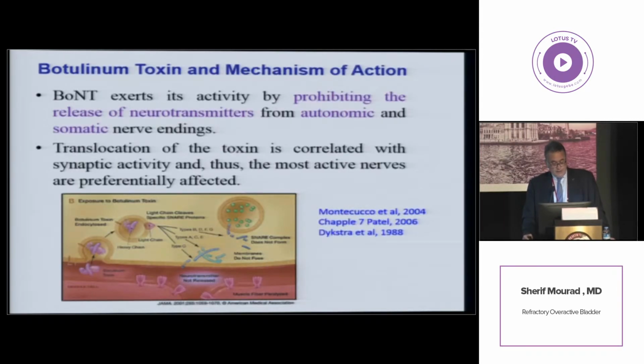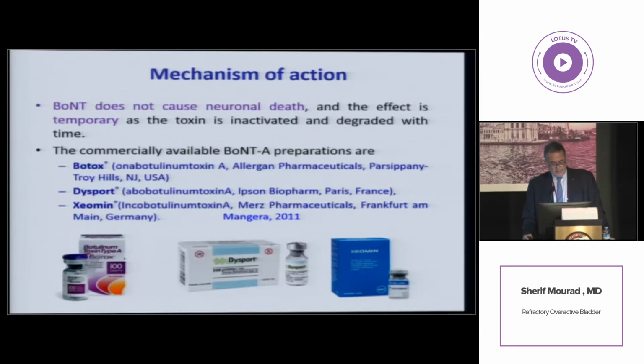Botulinum toxin exerts its activity by prohibiting the release of neurotransmitters from autonomic and somatic nerve endings, and it doesn't cause neuronal death, and the effect is temporary as the toxin is inactivated and degrades with time. So you need to tell the patient that she or he will need to re-inject after 6 to 9 months.